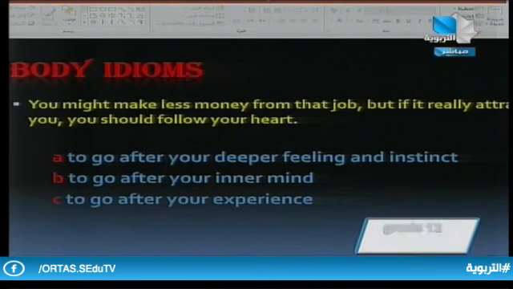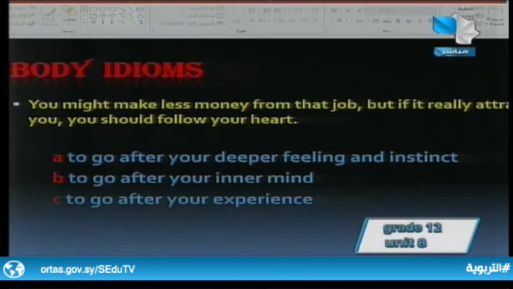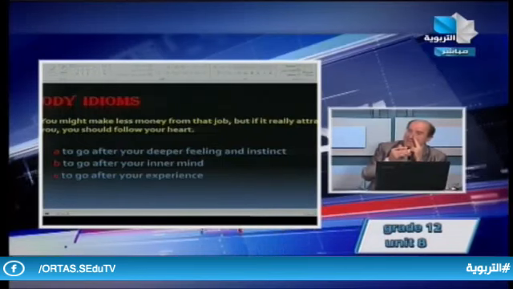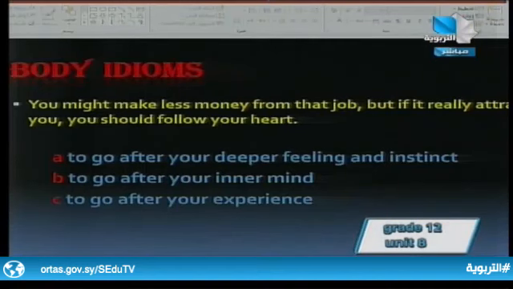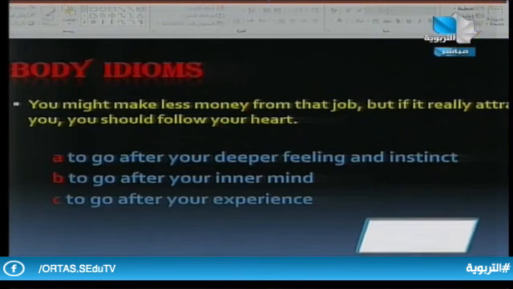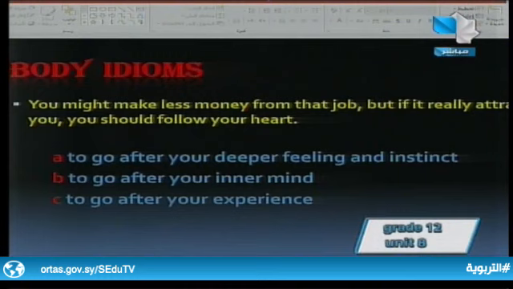Now we move to another one. You might make less money from that job, but if it really attracts you, if you really like it, you should follow your heart. So what does follow your heart mean? Is it to go after your deeper feeling and instinct, or to go after your inner mind? In order to understand it, we must read the sentence very carefully. You might make less money from that job, but if it really attracts you, you should follow your heart.